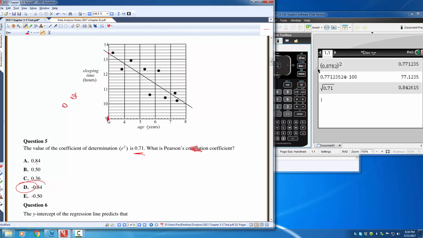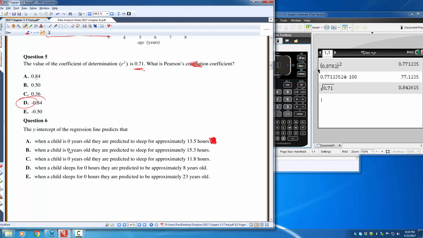What we've got is a broken scale here. This graph starts at 3. That means 2 would be over here, 1 would be over here, and 0 would be here. So this graph would continue up along this line, and I know that the y-intercept will be more than 13.5, because the y-intercept occurs when x is 0. Let's see if there are any other answers here. When a child is 0 years old, they're predicted to sleep for, but this is looking better. So that's our answer there.